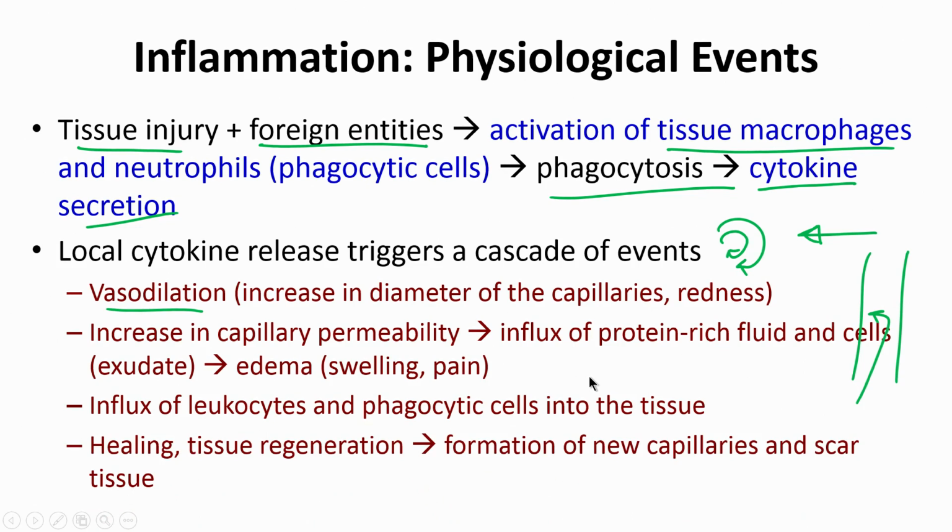And then the next step is, if you are able to clear whatever was the foreign entity and the body thinks that this is fairly compatible, then the next step is healing and tissue regeneration, which in cases of biomedical is what we want. So, more new vessels will form, and maybe scar tissue will form if it is a deep wound, and the healing process will start.